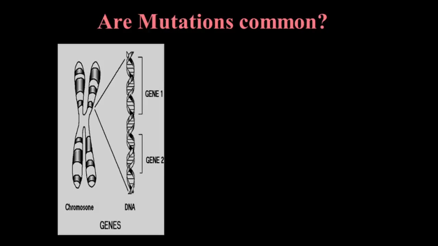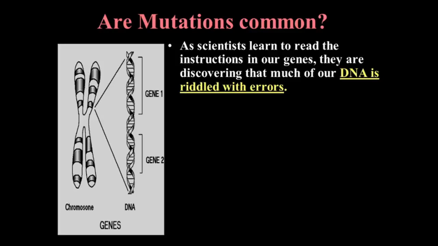Generally we think these changes are common, so we conclude these points by this. As scientists learn to read the instructions in our genes, they are discovering that much of our DNA is riddled with errors. It means the DNA in our genome contains a large number of errors, meaning mistakes, which are not common or routine.